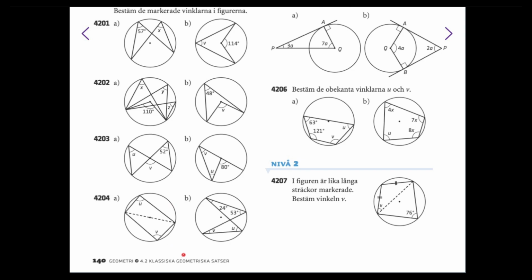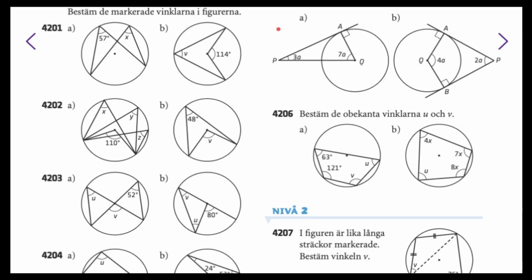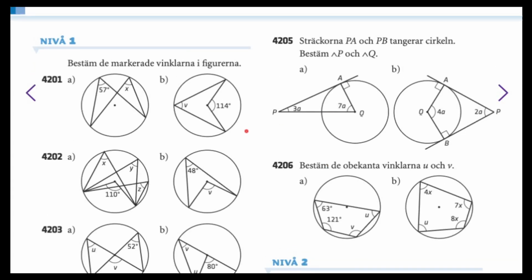Okay, so I want to wait for you to try to find this and then I will ask you. Okay, question 42505. Here they are asking you about determining the angle P and the angle Q. Of course, one of them is mentioned to be 3A, one of them is mentioned to be 7A. I don't know what it has to do with this lesson. I don't understand that.